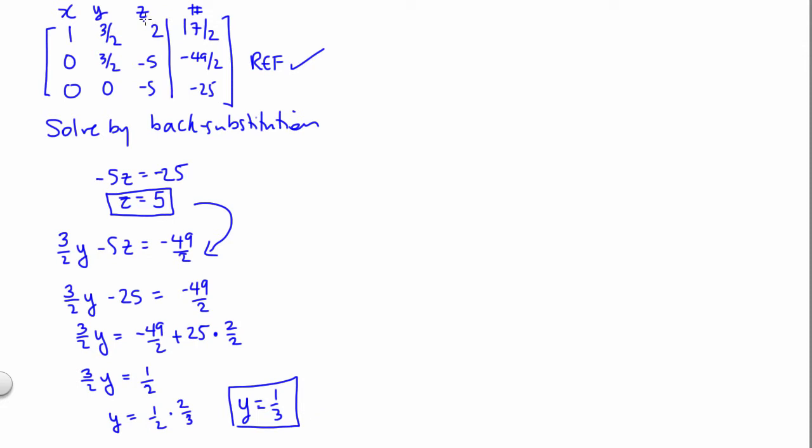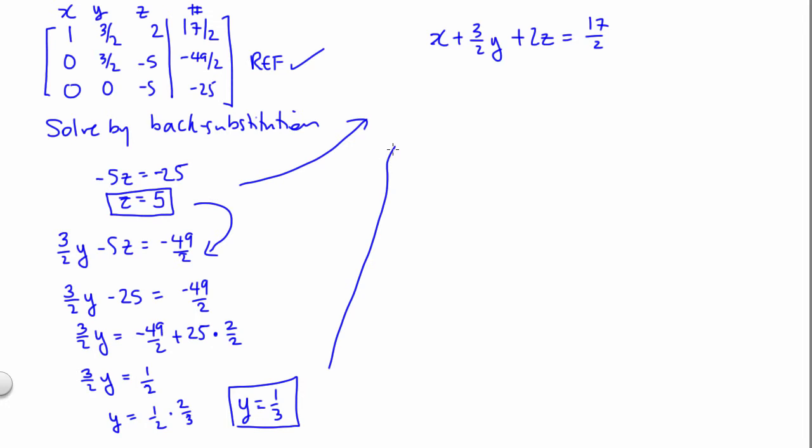Now, continuing to work our way up this matrix here, we're going to go up to the top row now. x plus 3/2 y plus 2z is equal to 17/2. And we're now going to plug in both of our known values. So plugging in z equal 5 as well as y equal 1/3. We've got x plus 3/2 times 1/3 plus 2 times 5 gives us 10. And that equals 17/2. So now just a little bit of algebra to figure out the value of x.